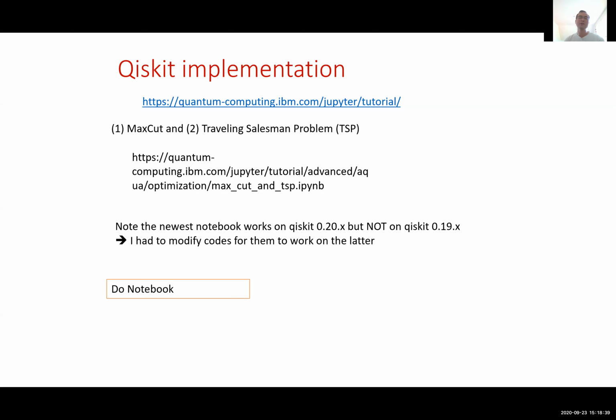Okay, so notice that in the code I tried to make it work on the 0.19 version. So I hope that if you use the notebook, you can run almost all the lines. But if you download the latest notebook, you also have to upgrade to the latest Qiskit version.